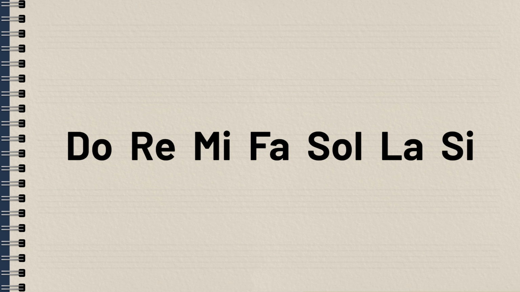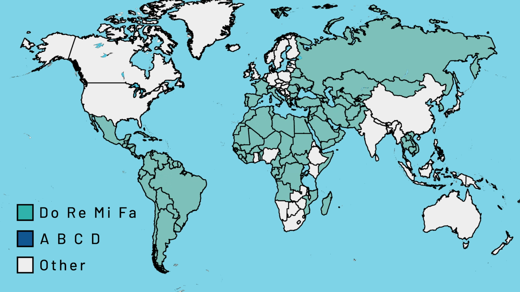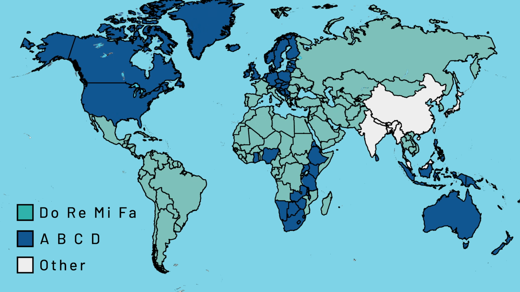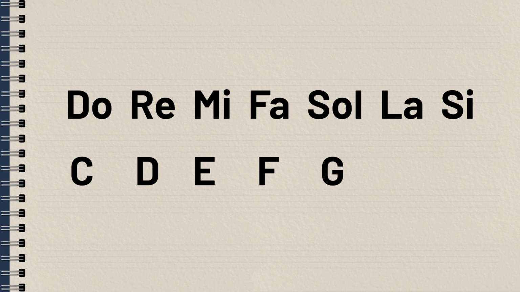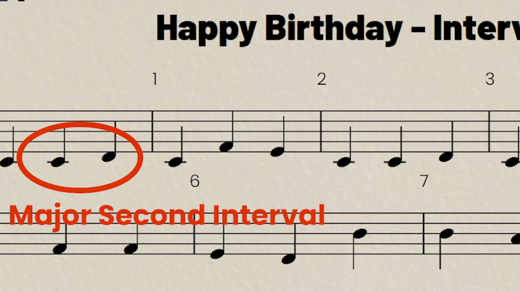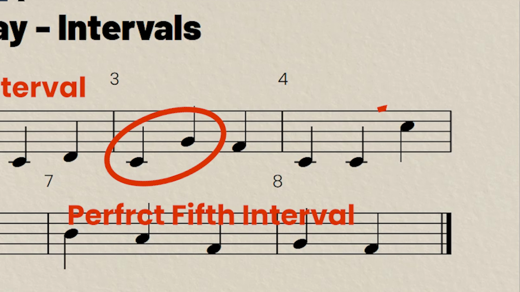There are 7 main notes in music, called do, re, mi, fa, sol, la, and si in solfege, which are used widely in various musical contexts. In many countries, these notes correspond to the letters C, D, E, F, G, A, and B. The differences or distances between musical notes are called intervals. For example, if we want to hear just the intervals of the song Happy Birthday, we would listen to the pitches without considering the rhythm.